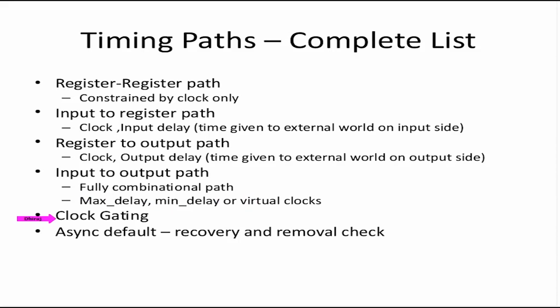Then there are separate path groups for clock gating. Clock gating paths are special because the clock gating element itself is special. Then async default, recovery and removal. So these are again separate path groups. So 4: register to register, input to register, register to output, input to output. Apart from these basic 4, you have clock gating, async default, and a default path group. Right? So in all there are 7.